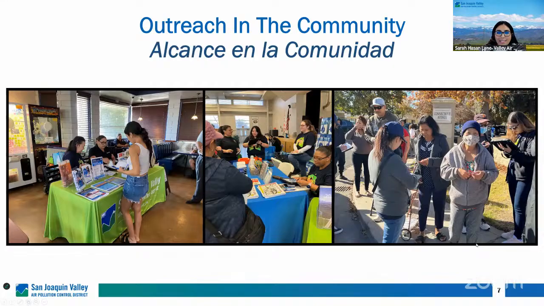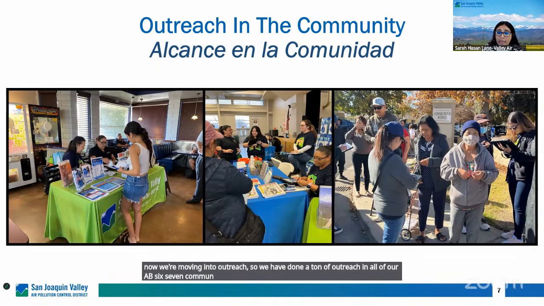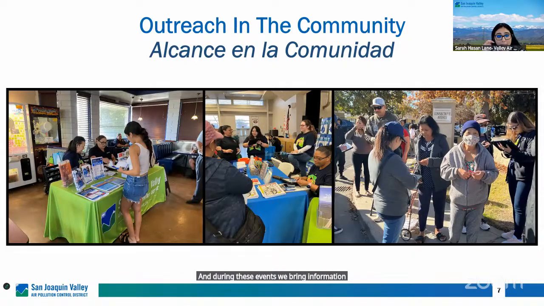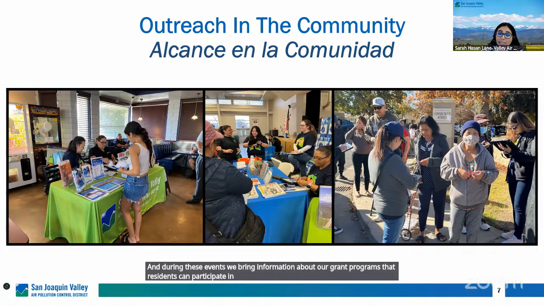And now we're moving into outreach. We have done a ton of outreach in all of our AB 617 communities throughout the Valley, including tabling, as you can see, at in-person events, whether it be back to school nights or different community events, even our replace workshops that Valley Can puts on. Sometimes we have a table there to promote our events. During these events, we bring information about our grant programs that residents can participate in. Once the Clean Air Room program opens up, we can promote that one as well.